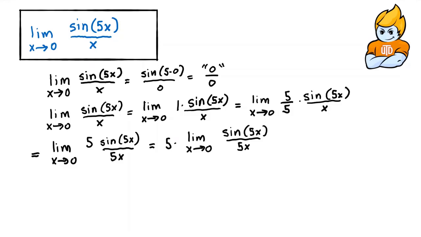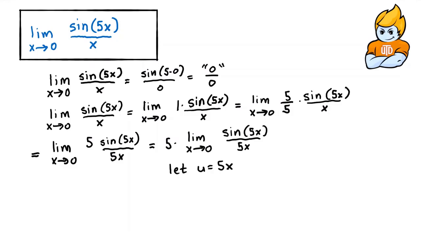And this is justified by the fact that 5 is a constant, so it doesn't care what x does, it just remains 5. It's unaffected by the limit. And so even though at this point you probably see that by the special trig limit we get 5 times 1, I'll be a little bit more careful.